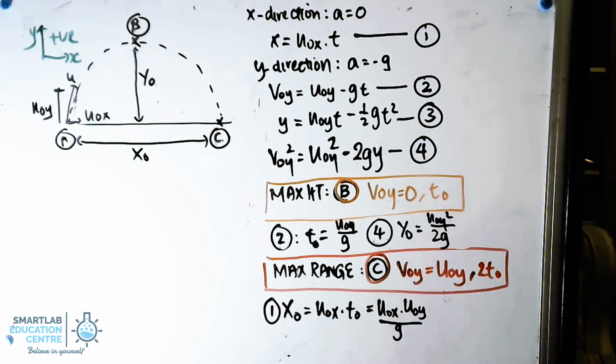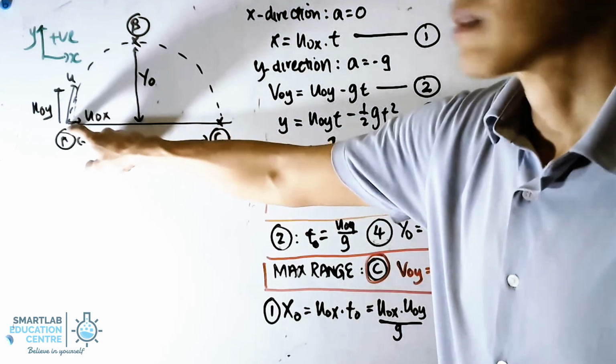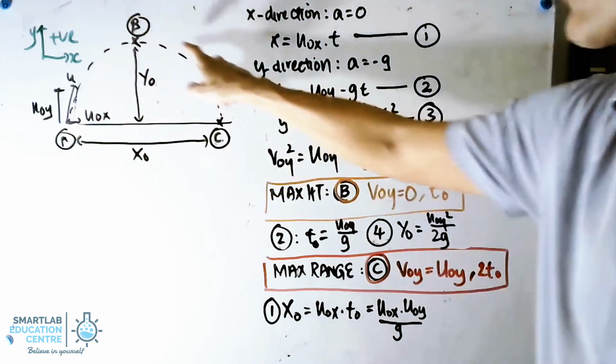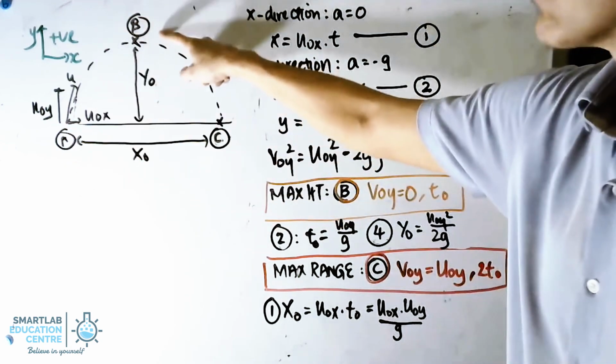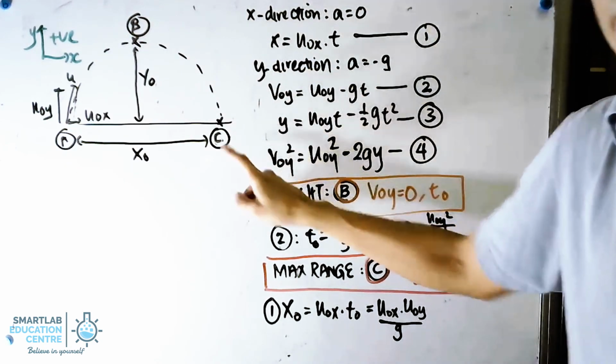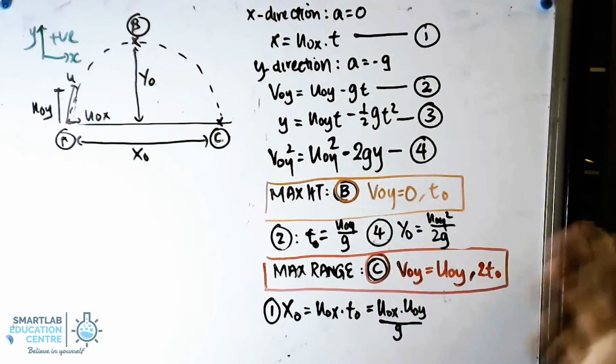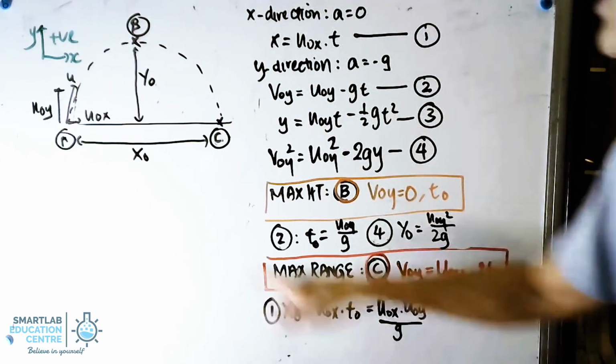Let's now take a look at trajectory. So first, the object moves in a trajectory motion from point A, it goes right to point B, then it goes right to C. What is important is for us to actually resolve the velocity into two components.